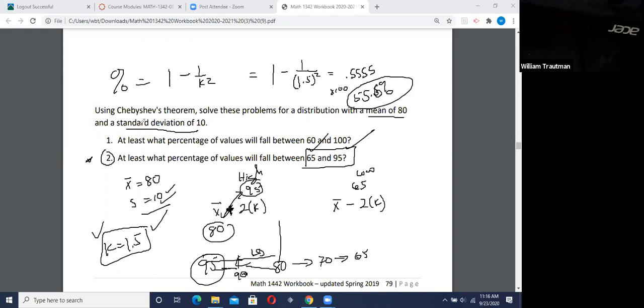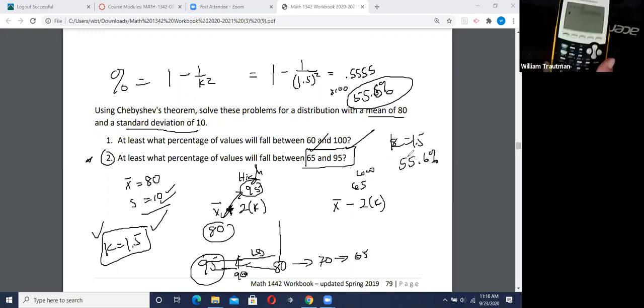So the question is, using Chebyshev's, at least what percentage of values fall in this range? K, the standard deviation, is 1.5. The percentage is about 55.6%, or you can say 56%. There was a lot involved there. You had to figure out what the k was, and then you had to figure out what the percentage was. Once you had the k, you could find the percentage. So definitely write down Chebyshev's.